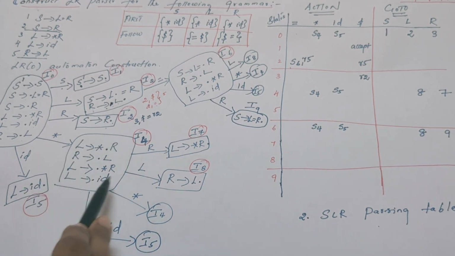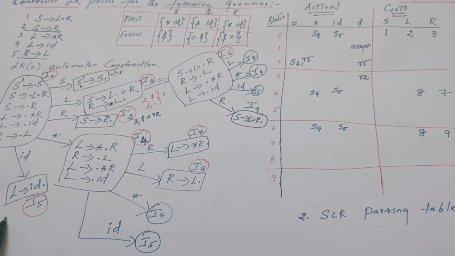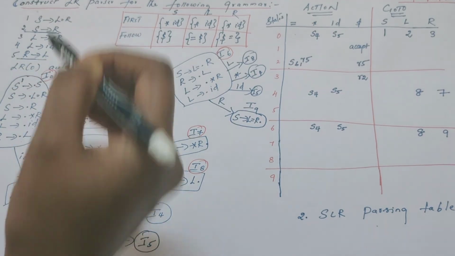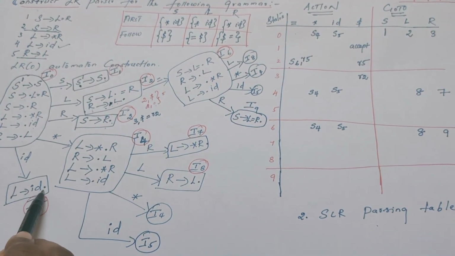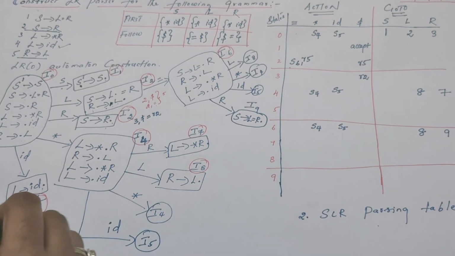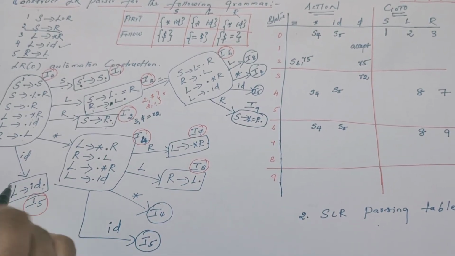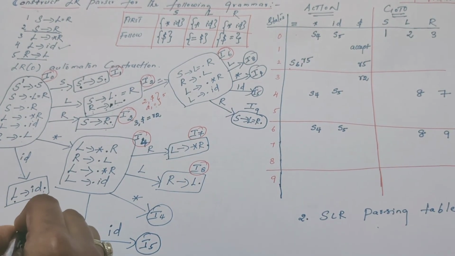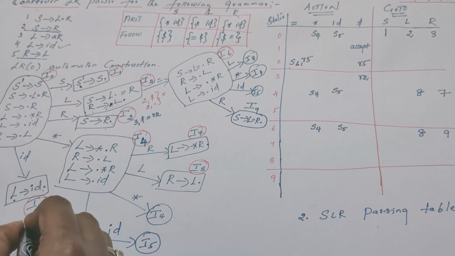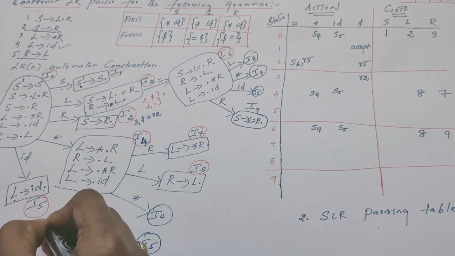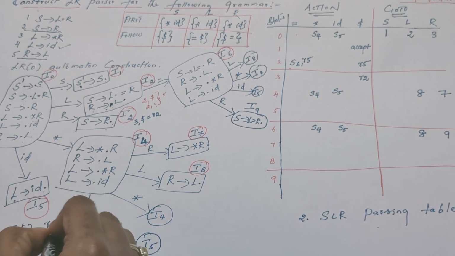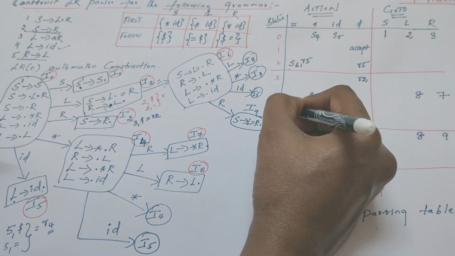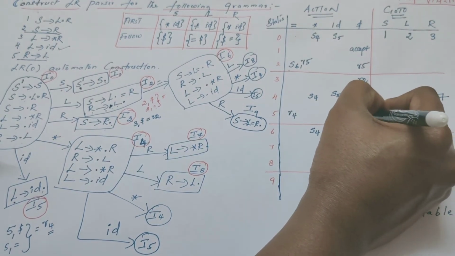In the state I4, we don't have any rule which has the dot at the rightmost end. Come to the state I5, we have the rule L derives ID. The rule number is in fact 4, whose dot is at the rightmost end. So where will I enter this rule in my table? First consider the state number 5. Consider the follow set of L. What is the follow set of L? Equal to as well as dollar. So in both cells 5 comma dollar and 5 comma equal to, we enter the value R4. 4 is the rule number, R stands for reduce action. So 5 comma dollar as well as 5 comma equal to are both R4.